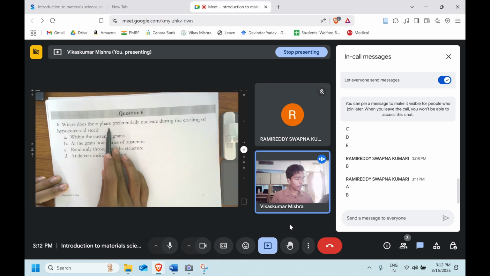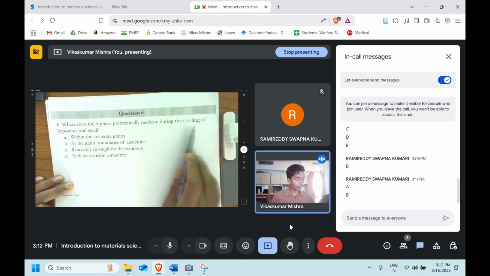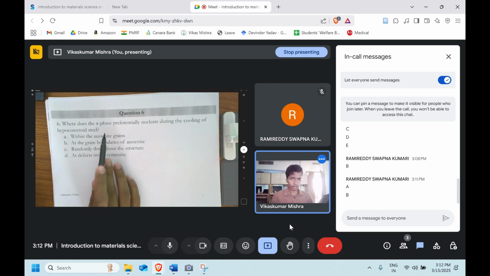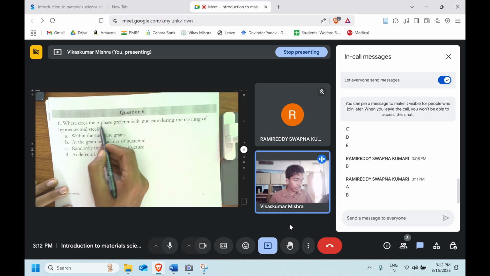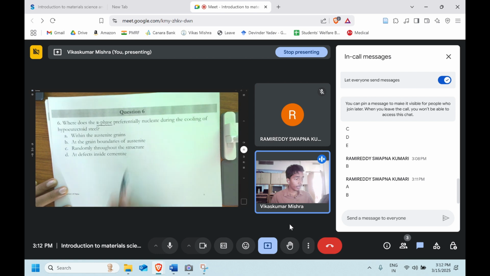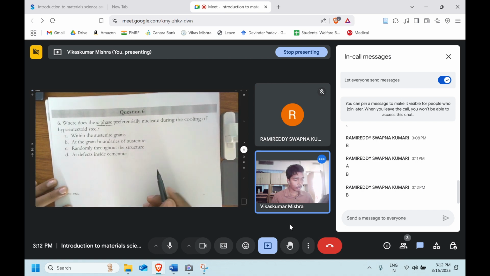Where does the alpha phase preferentially nucleate during the cooling of the hypereutectoid state? So we just talk about the hypereutectoid state and its cooling process. From the austenite, it is cooling. Now they are asking where this alpha phase, which we talked about, is going to form, where it will nucleate. Option B, at the grain boundary of the austenite.